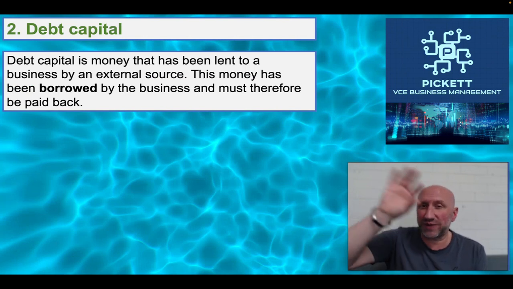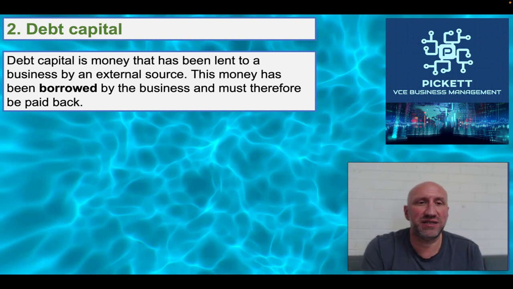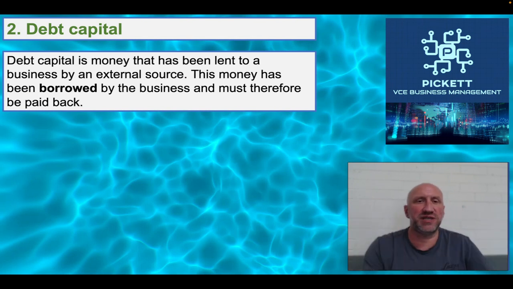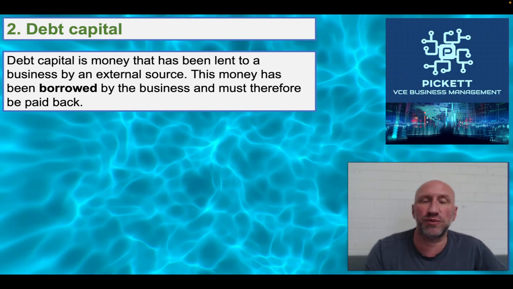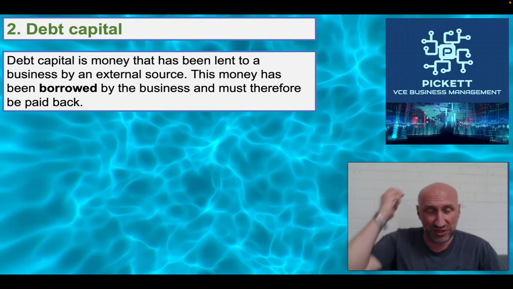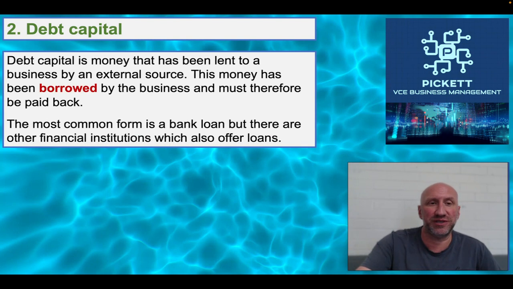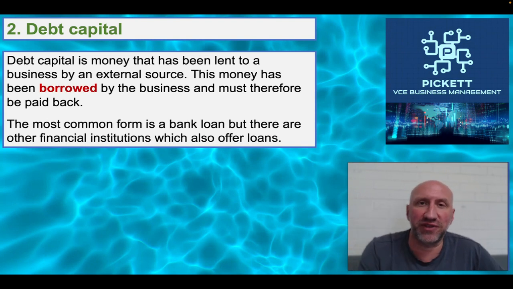Debt capital is the next category. Okay, so we talked about equity, now we're talking about debt. So this is almost the opposite of the equity. This is money that has been lent to a business by an external source. So this money, as a business owner, you're borrowing and you have to therefore pay it back, unlike with the equity. The most common form of this is a bank loan.